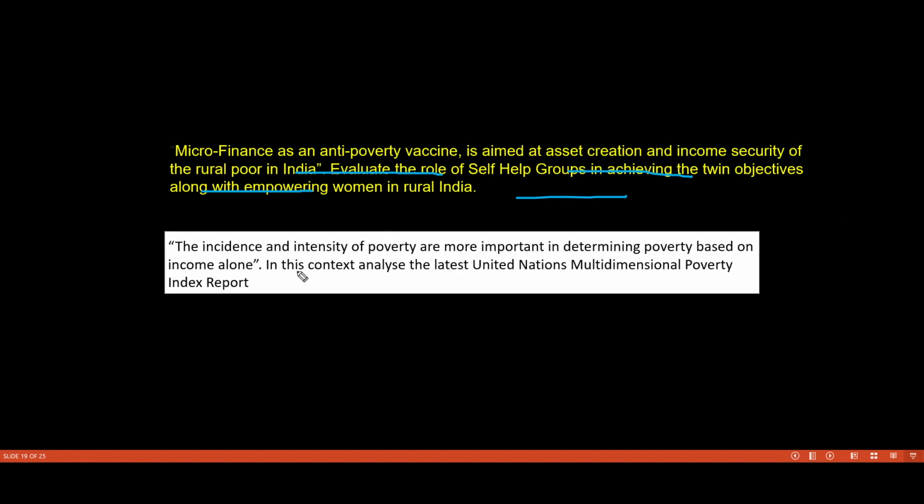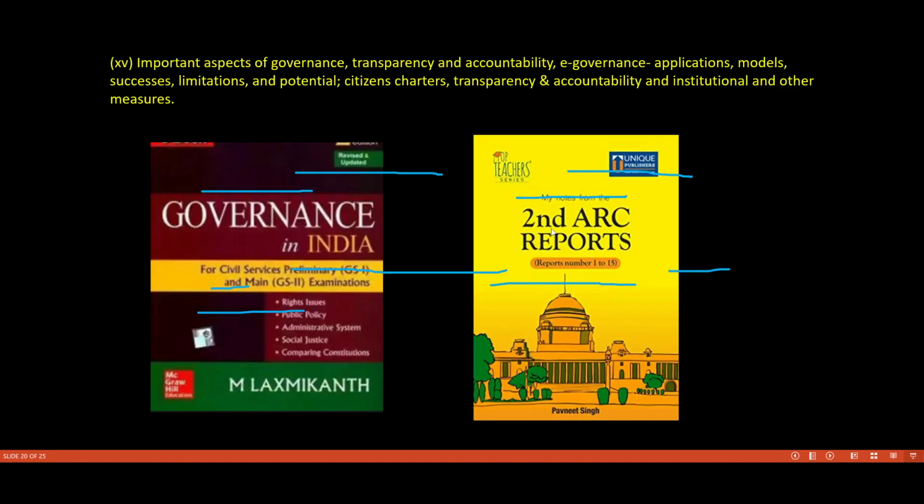All right, another question was there. The incidence and intensity of poverty are more important than determining poverty based on income alone. So it is about the multidimensional poverty index. Now, if you are reading NCERT, where poverty has been discussed, other factors and also Amartya Sen's concept of capability building have been discussed there. If you are reading these quality articles in the newspaper, in NCERT, in Yojana, then you will be able to answer these questions very nicely.